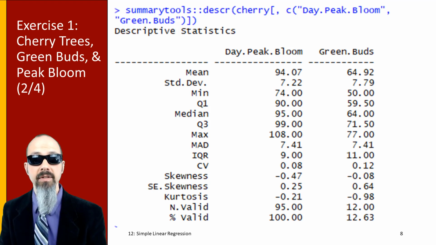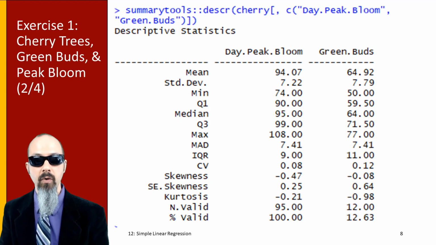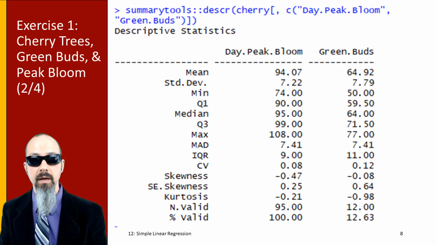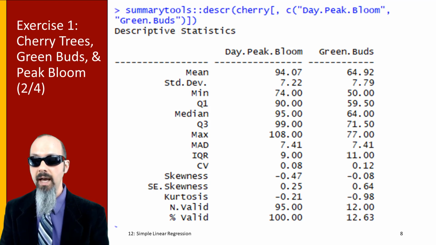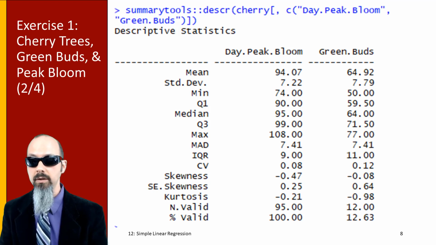And observations. Keeping in mind, just for the purposes of this data set, what we're looking at, the observations are the averages for a particular month and year. So in this case, when we've got green buds, we're looking at the number of green buds on a particular tree, ranging anywhere from about 50 to about 77 green buds on that tree. But we only have 12 observations for these.